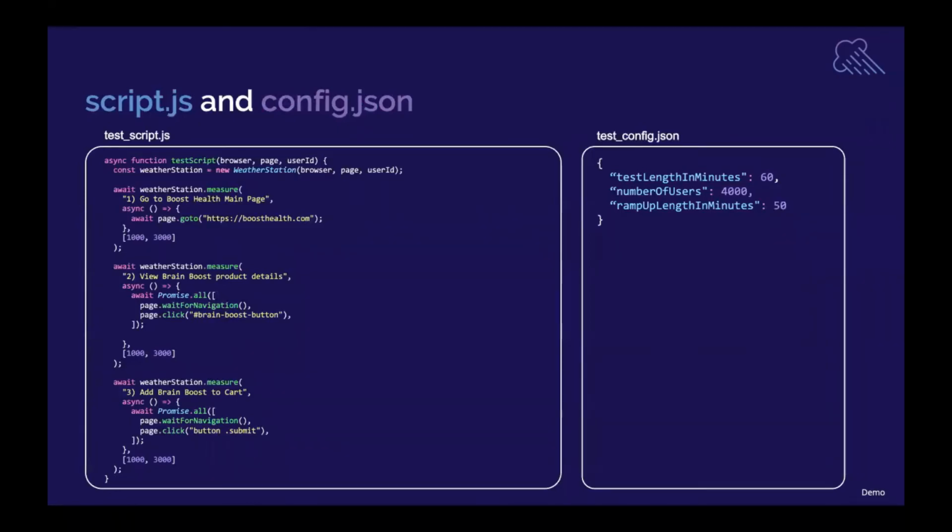Let's look at an example test script and its configuration. Here, we have a test script that loads the Boost homepage, goes to a product details page, then adds that product to the cart. The test is configured to last 1 hour. We start out with 20 concurrent users, then ramp up to 100 concurrent users over a 50-minute window.